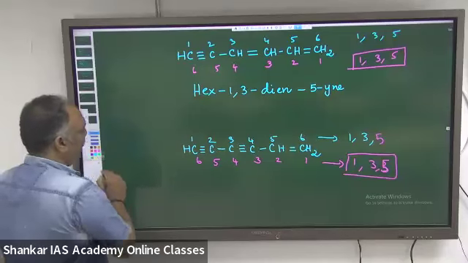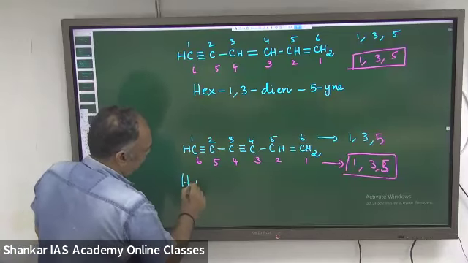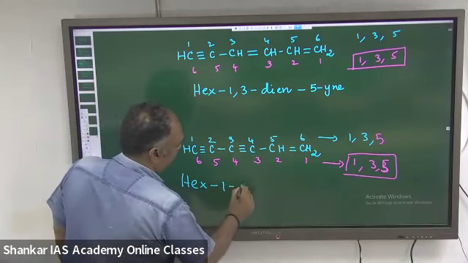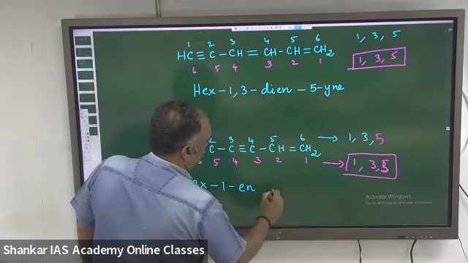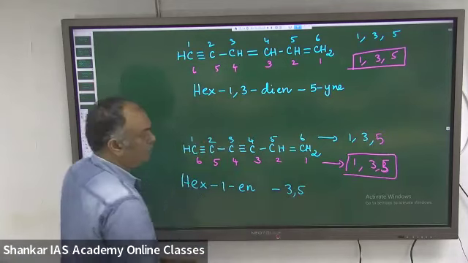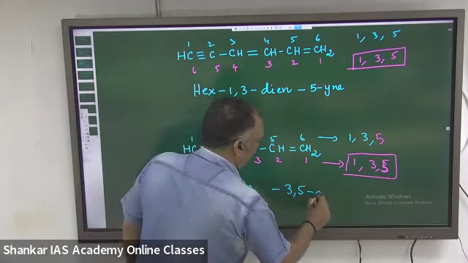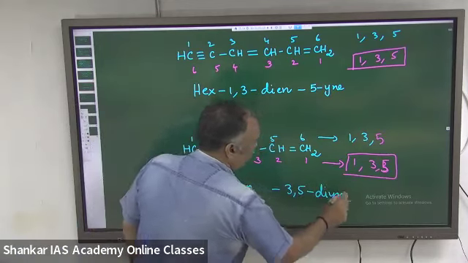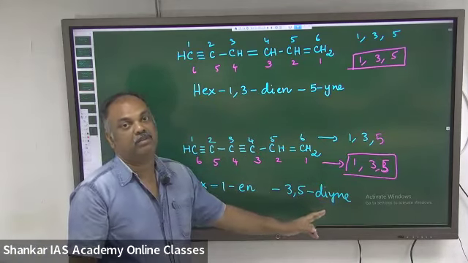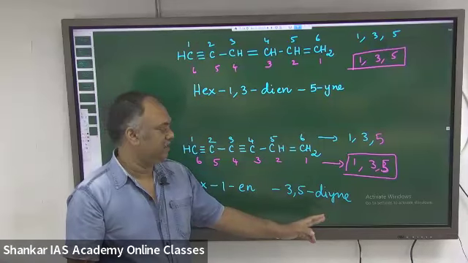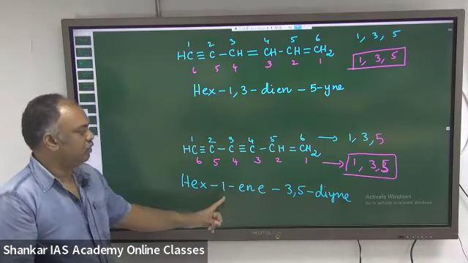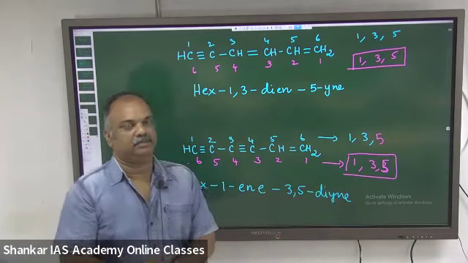So what would be the name? The name would be hex-1-ene. And at 3rd and 5th position, you have alkynes, and there are 2 alkynes, so I'm going to put diyne. Now you see that the yne is followed by what vowel sound? It's not a vowel sound at all. It is diyne, so I can write an e over here. So the name is hex-1-ene-3,5-diyne.